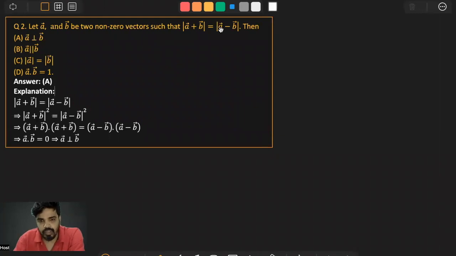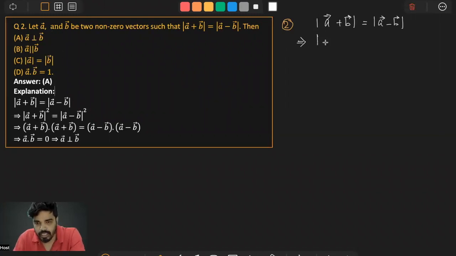So next example, number 2. Here it is given that A and B are two non-zero vectors, and modulus of A plus B is equal to modulus A minus B. Which one of the following is true? So just squaring both sides. Okay, just apply the property.